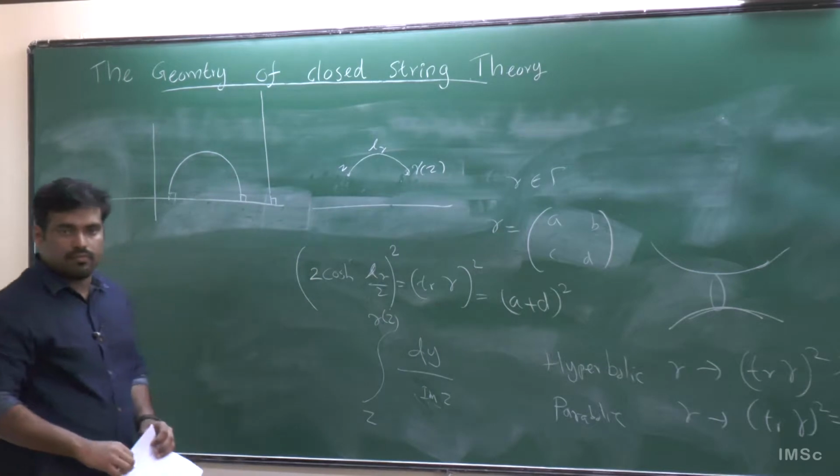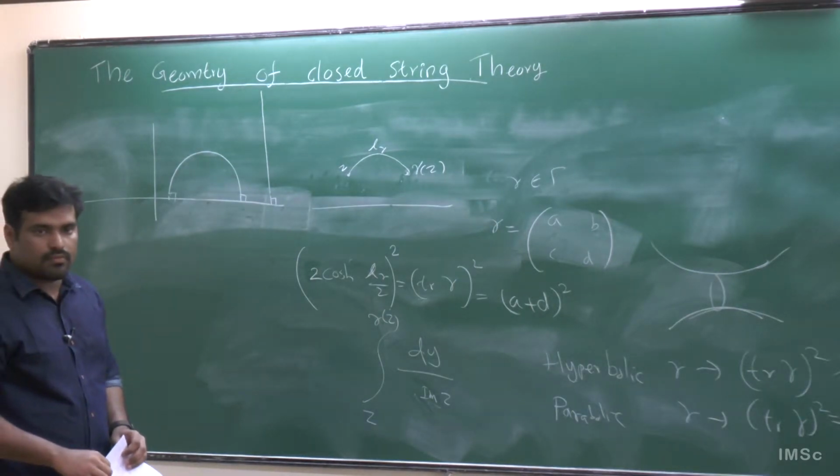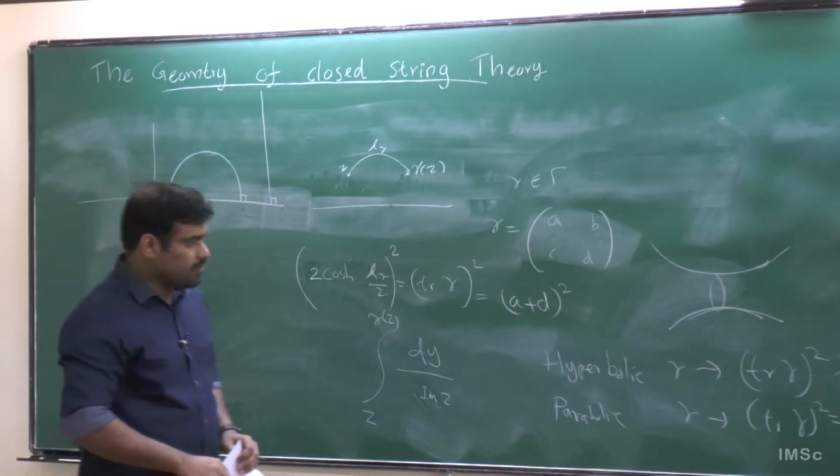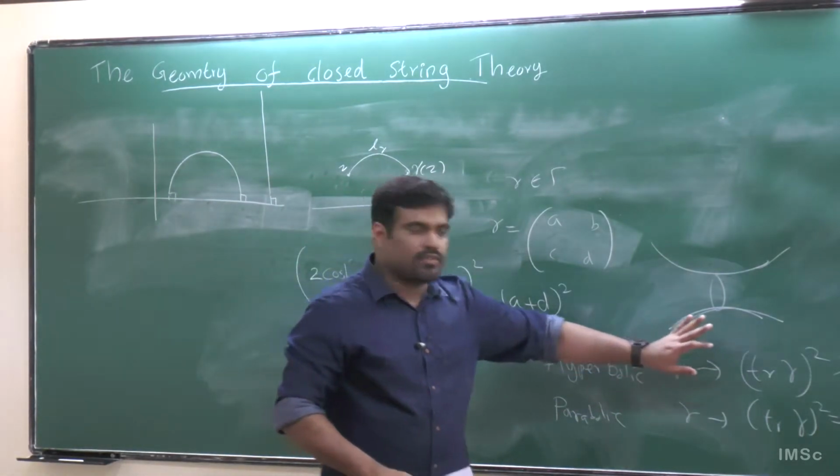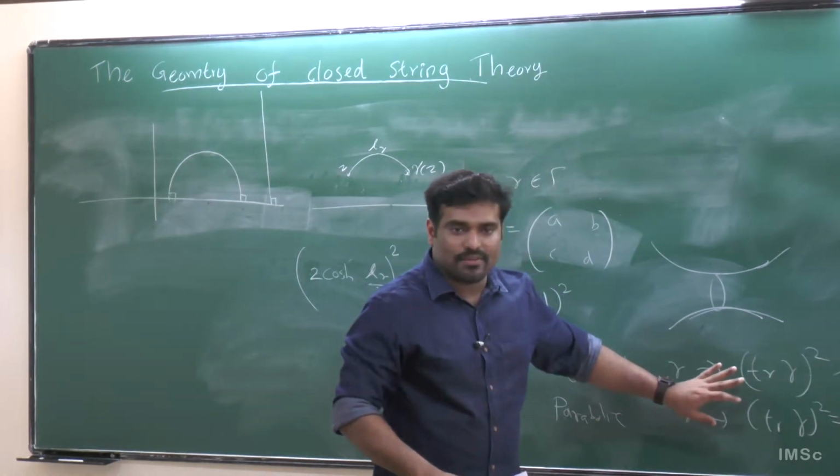But why this nomenclature? There must be some hyperbola or parabola associated. And then you have elliptic as well. I don't want to look into that, so just think of this as some nomenclature, right?